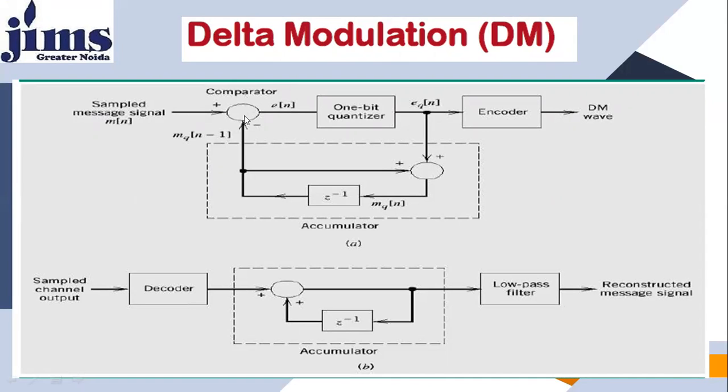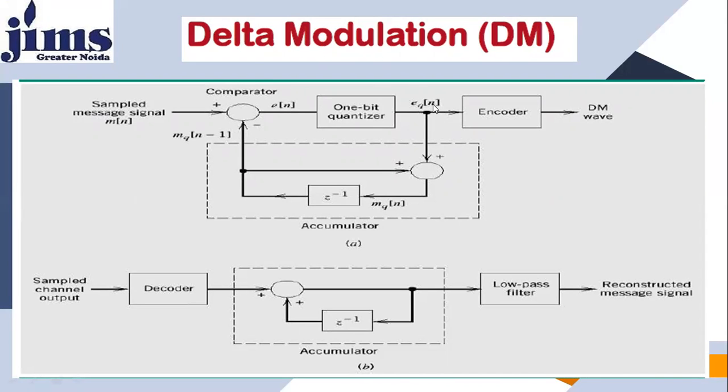The comparator compares these, and if it finds which one is more, either Mn is more as compared to Mqn minus 1 or less, it gives its decision En, right? That En is either a positive voltage when Mn is more as compared to Mqn minus 1, or it may be negative. So on the basis of this comparator output, the encoder encodes it as either 0 or 1, right?